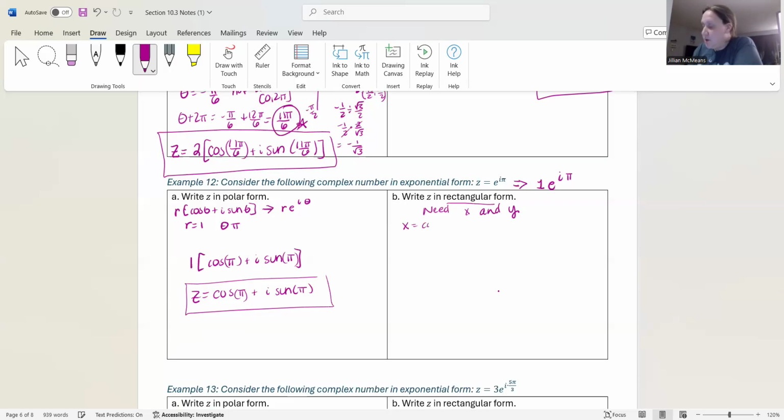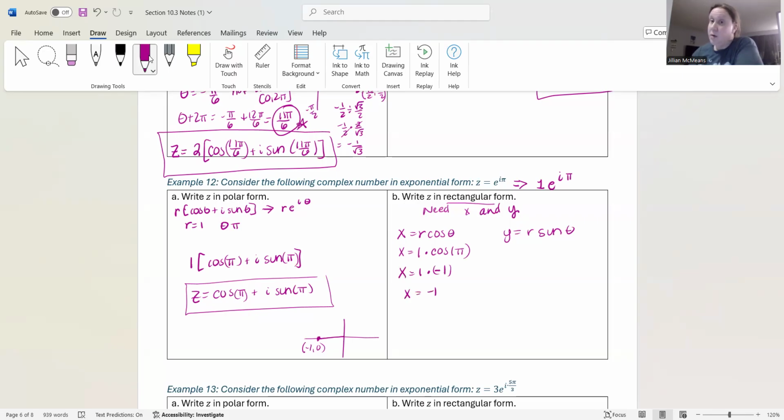So remember, x equals r times cosine of θ, and y equals r times sine of θ. So let's figure out what x and y are. So x equals, well, remember r is just 1, times cosine of θ, θ is just π. So remember, if we have the unit circle, π radians is over here, right? And this point on the unit circle is -1, 0. So what is cosine of π? Well, cosine of π is -1. So x equals 1 times -1. So x is just -1.